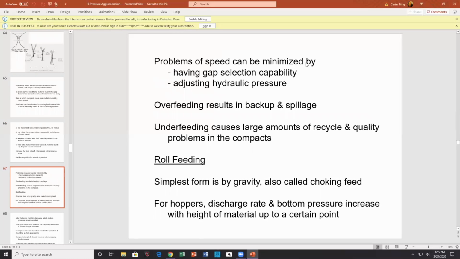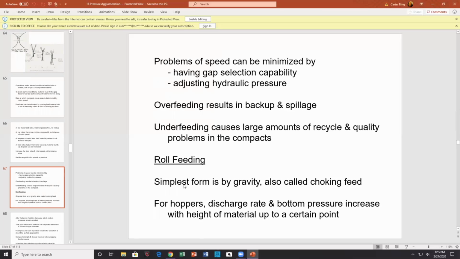Problems of speed can be minimized by having a gap selection capability, adjusting the hydraulic pressure. Overfeeding results in backup and spillages. Underfeeding causes large amounts of recycle and quality problems in compacts.